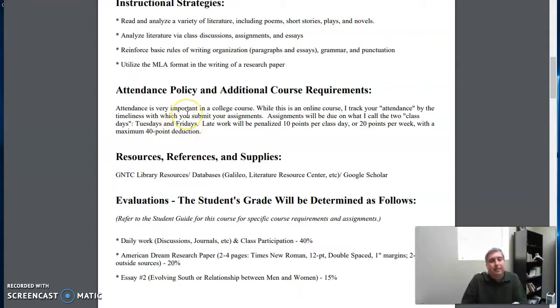You know, sometimes I get emails, is it too late to turn this in? The answer is always no. It's never too late. You can always turn in late work. It's penalized 10 points per class day, or 20 points a week with a maximum 40-point deduction. So after 2 weeks, it's a 40-point deduction no matter what, and you can turn it in even if it's, you know, 2 months late. And so that's the late work penalty.